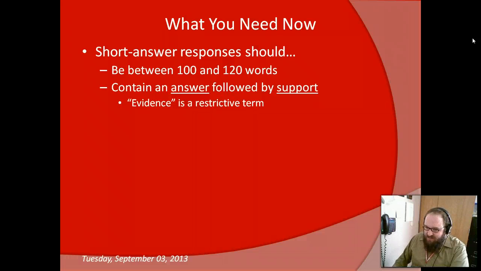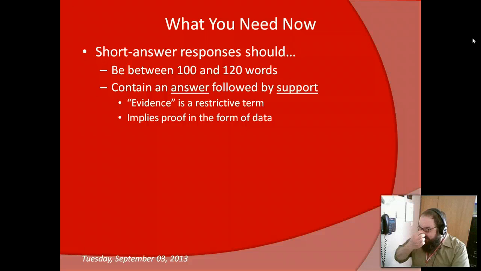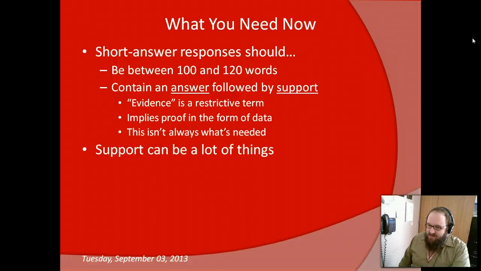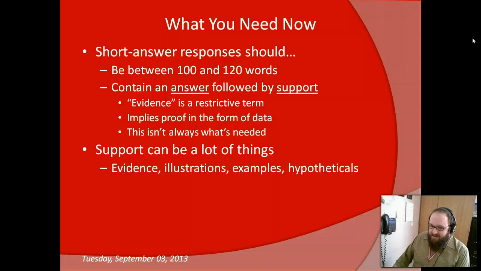It's a very restrictive term. The word evidence implies that you need some sort of proof in the form of data, like a detective needs evidence to solve a case. This isn't always what's needed, though, in a short answer question. I like to use the word support because support opens up the doorway to use a lot of different things to, well, support your answer.